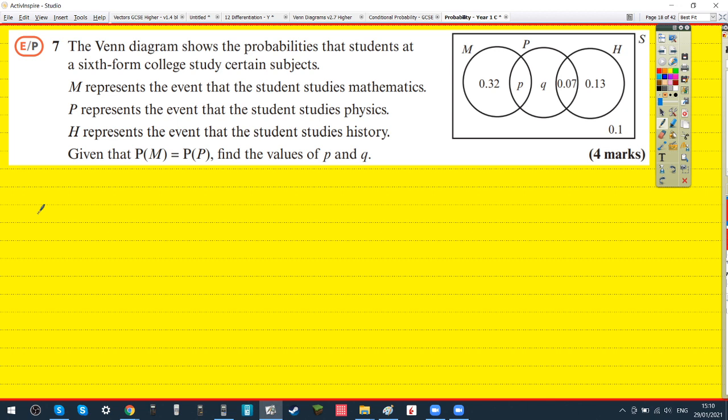So I first of all need to do 1 minus all the values that I've got here, so that I know what the maximum value can be from now on. Yeah, okay. And so that'll be 1 minus 0.32 minus 0.07 minus 0.13 minus 0.1. Fine. And I get 0.38. Okay.